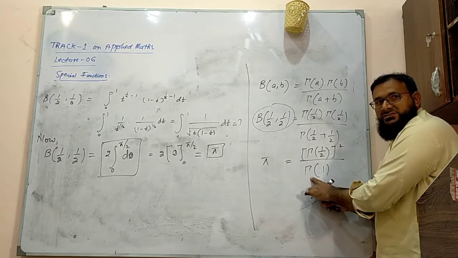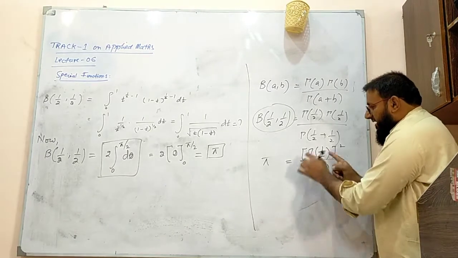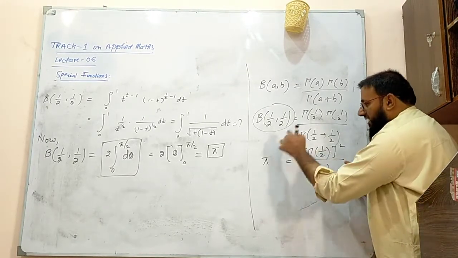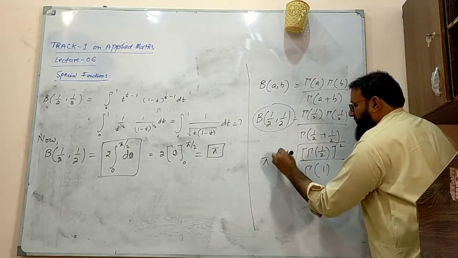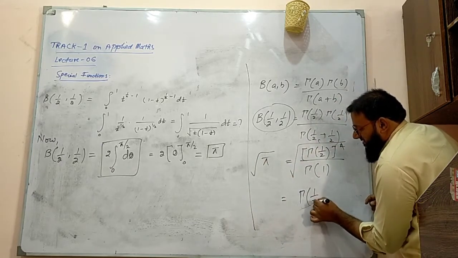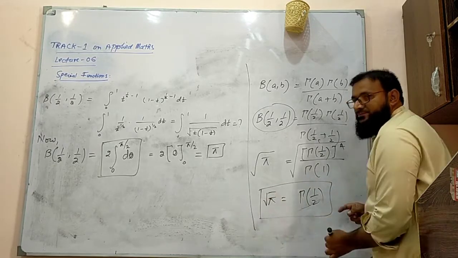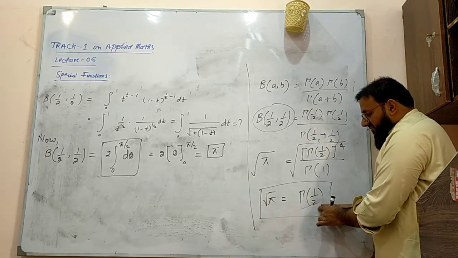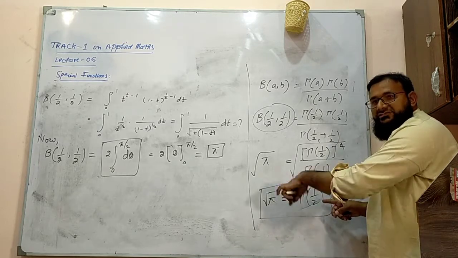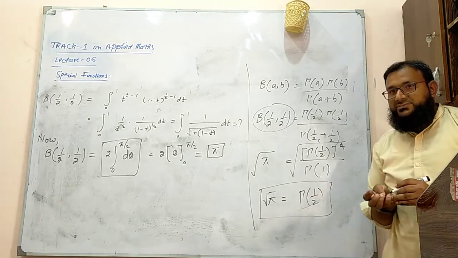What is gamma of 1? It's 1, so just remove this. So gamma of 1/2 whole square equals pi. You just take the square root, and the square gets cancelled. So gamma of 1/2 is going to be the square root of pi. We know that gamma of 1/2 is this, but we can evaluate this value from the beta function as well. So this is going to be something very easy.